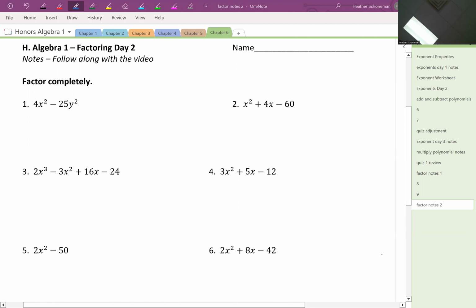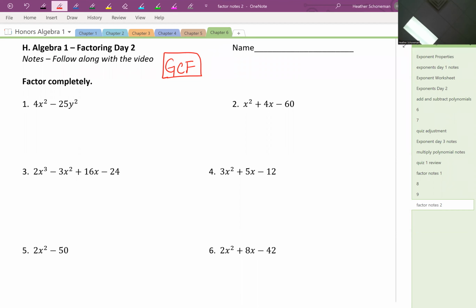Okay, so we want to practice factoring. I've got all the types we've learned mixed up, but I want you to write on the top of your paper GCF, because every single time we have a problem, no matter what it is, the first thing we need to look for is the greatest common factor.